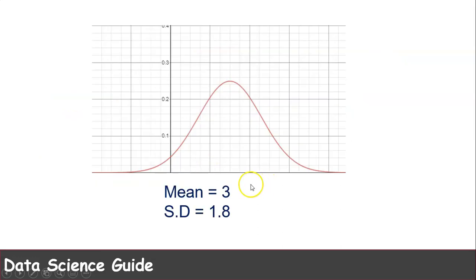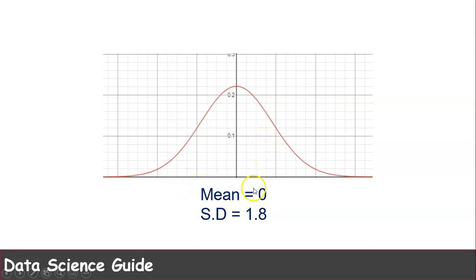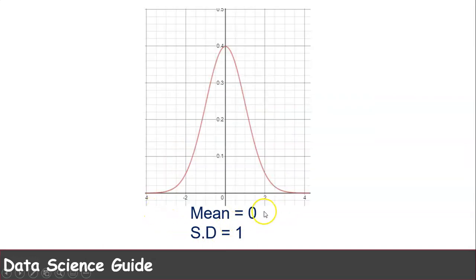So for example, the mean in this scenario equals 3 and the standard deviation equals 1.8. To standardize this distribution, first we need to shift the curve to the left. In other words, we want to make the mean equal 0. So this is the first step. Now the mean equals 0 and the standard deviation still equals 1.8. The next step is to make the standard deviation equal 1. So now the mean equals 0 and the standard deviation equals 1. So this is a standard normal distribution.